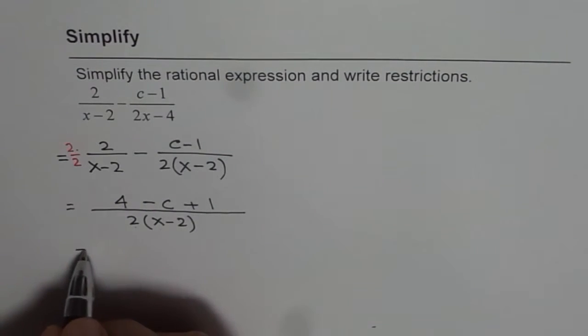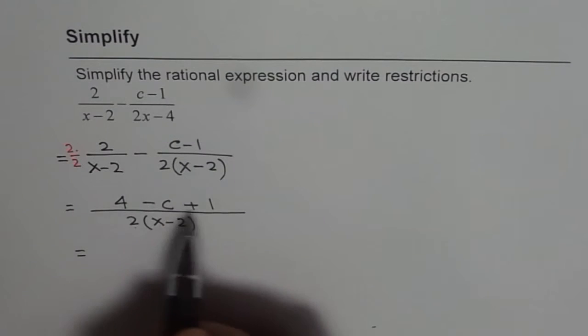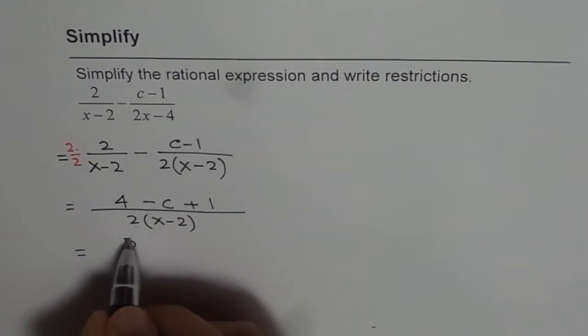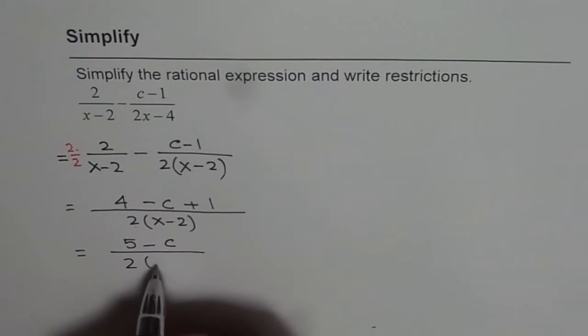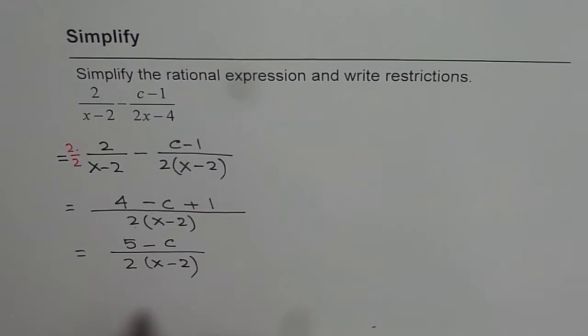Now let's simplify this. 4 plus 1 is 5, so we get 5 minus c divided by 2 times x minus 2. So that is the simplified form of the given expression.